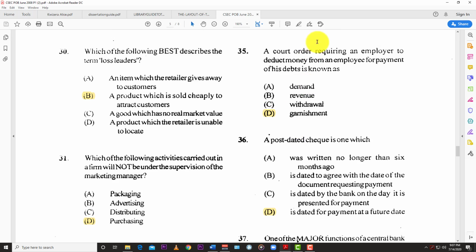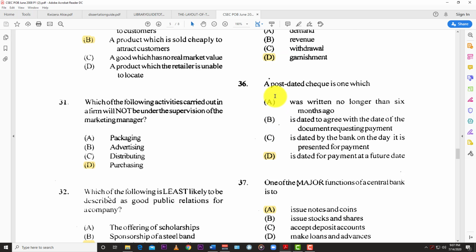35. A court order requiring an employer to deduct money from an employee for payment of his debt is known as, and of course the answer is D, garnish of the wages, or garnishment. 36. A post-dated check is one which, of course, post means after, so D is dated for payment at a future date. So it says you're going to get paid after you would have received the check.